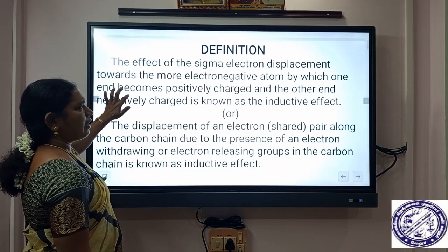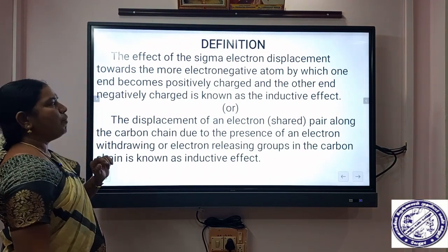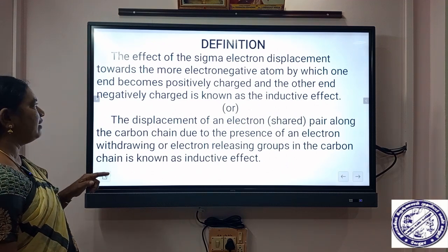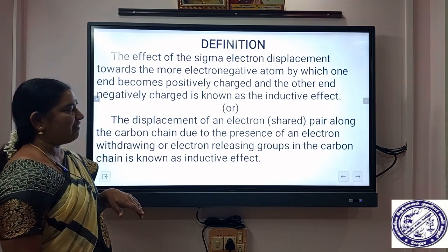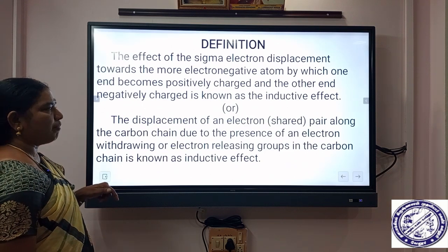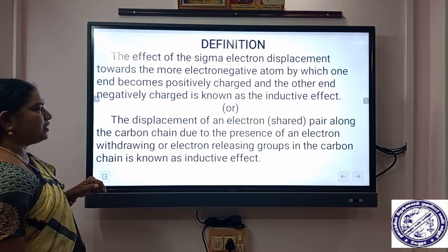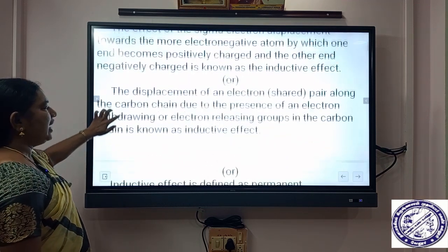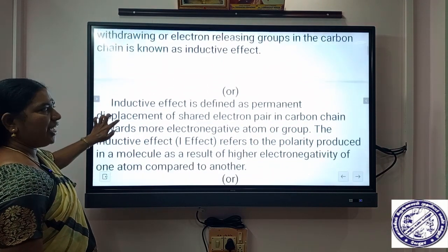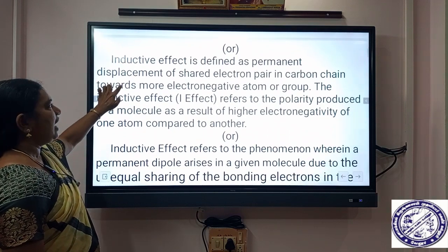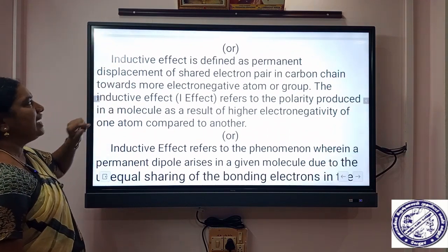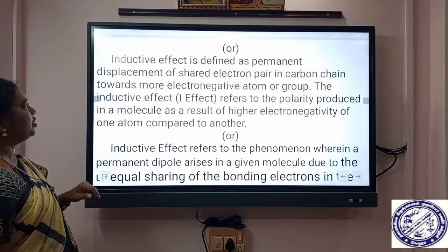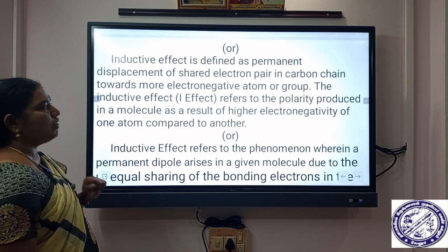The effect of the sigma electron displacement towards the more electronegative atom, by which one end becomes positively charged and the other end negatively charged, is known as inductive effect. Or the displacement of an electron pair along the carbon chain due to the presence of an electron withdrawing or electron releasing group in the carbon chain is called inductive effect. It is a permanent effect, and it can also be defined as the permanent displacement of the shared electron pair in a carbon chain towards the more electronegative atom or group.